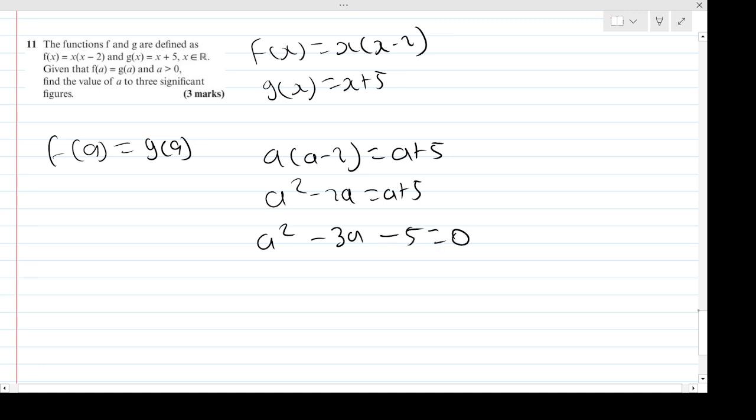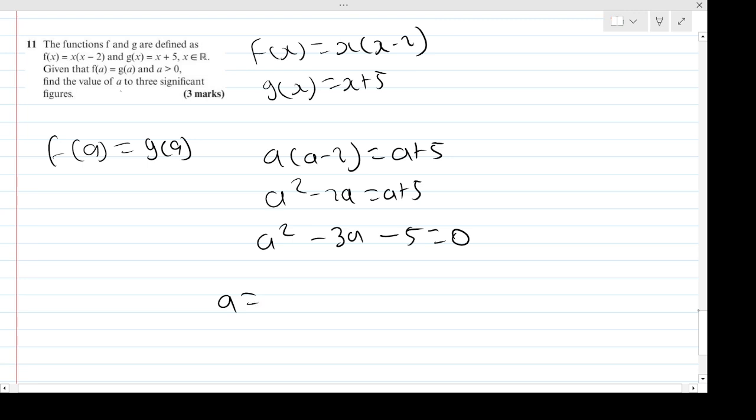Cool. Again, we could solve this. We could factorize, but an exam tip here. It says give the value of a to 3 significant figures. That's telling you there's probably going to be a decimal involved, right? So do not factorize, because you're going to get an ugly factorization, which you can't really do mentally. So really, the quadratic formula is probably the best way to go.